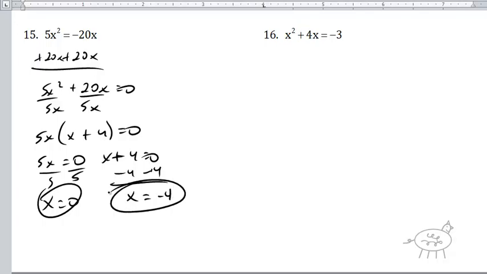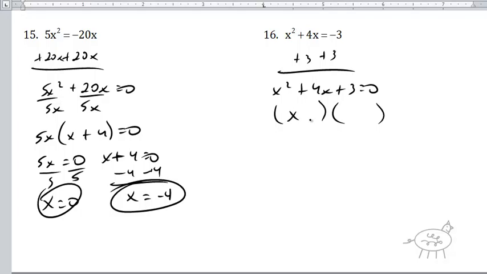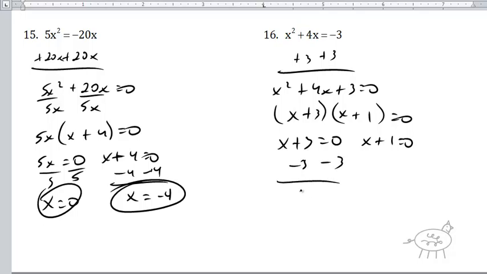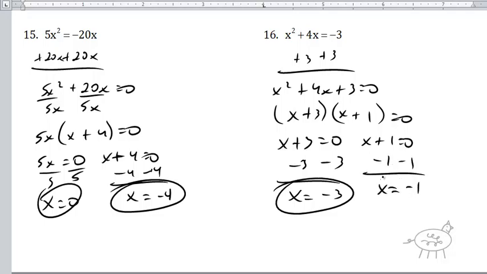Okay, not bad. And then this last one, I'm going to add 3 to both sides, so x squared plus 4x plus 3 equals 0. That's a pretty friendly trinomial. You just get x plus 3, x plus 1. Same sign, plus plus. Okay, so yes, each one of those equals 0. So you subtract 3 from each of those, you get x equals negative 3. And this one I subtract 1, you get x equals negative 1.